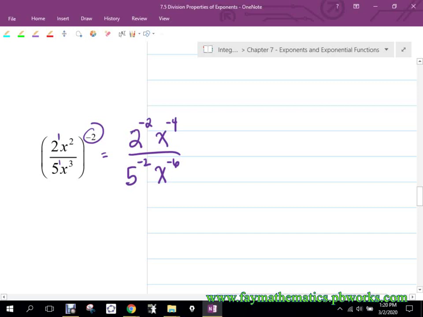Yeah. Okay. So now, these two things are unlike bases, right? 2 and 5 are different bases, so we can't do anything with those. They're going to stay what they are. But are these like bases? Yes. Okay, so let's subtract them. And it's always numerator minus denominator. What's that give me? 2. So my exponent's going to be 2 for x. Does that make sense? Now, where does that go? Top. When you do the subtraction, it always goes in the top.